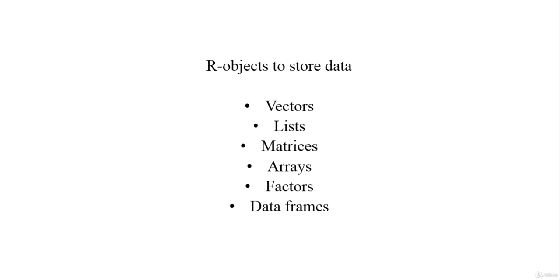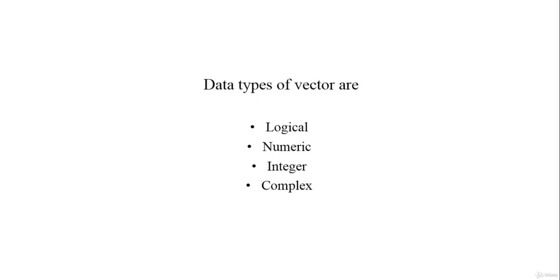Vectors, lists, matrices, arrays, factors, data frames. R can support other object types, but these are the most common. The easiest R object to understand and use is the vector. A vector can contain the following basic data types.